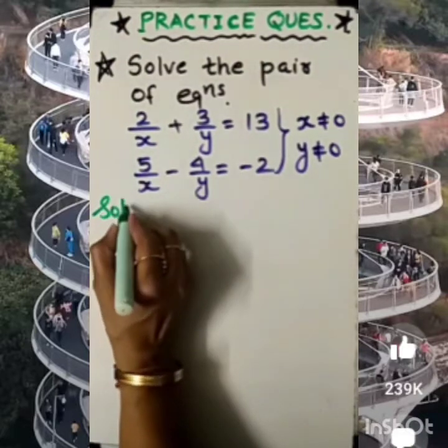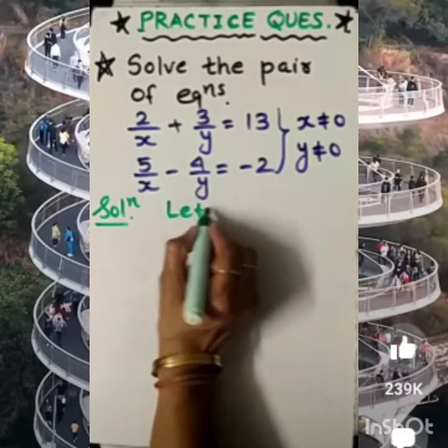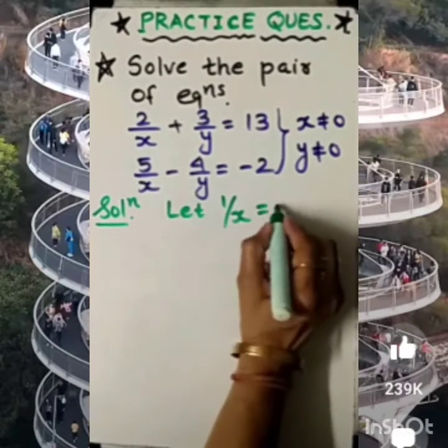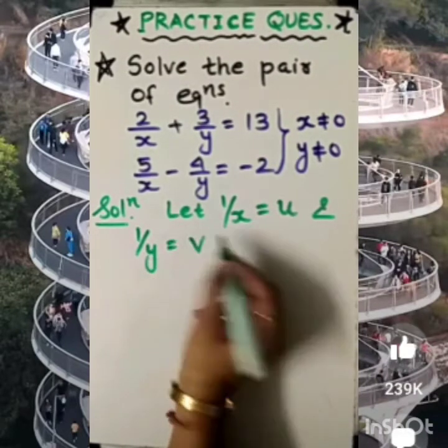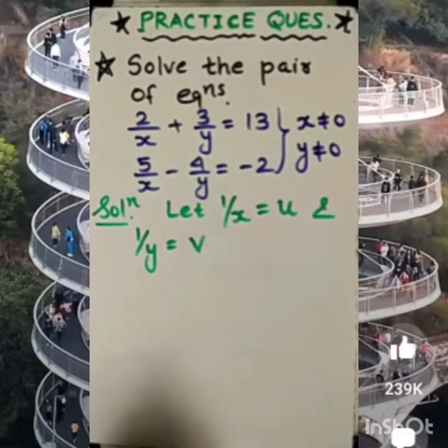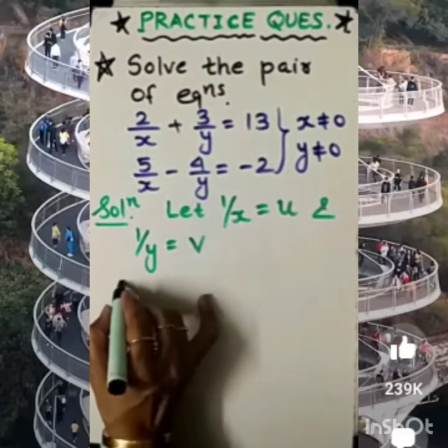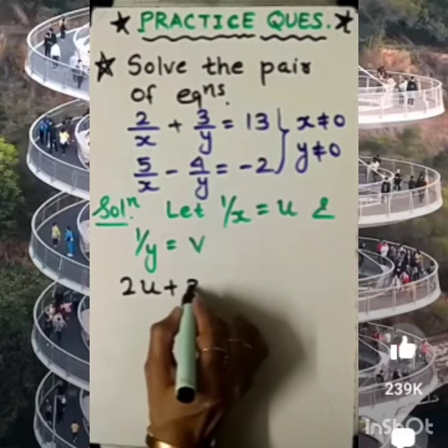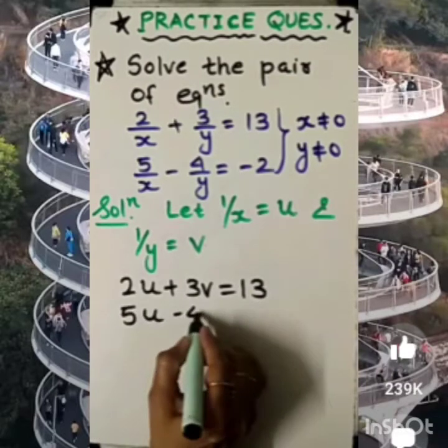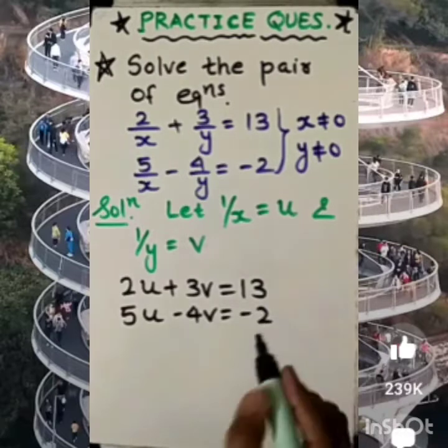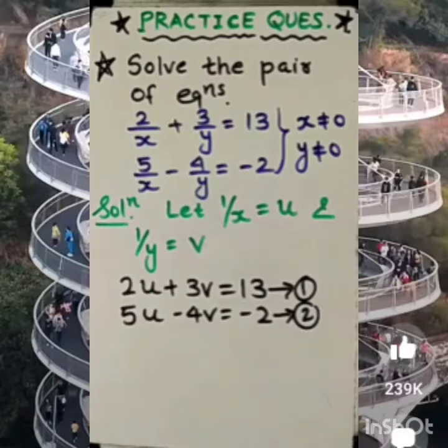For the solution of this type of question, we know that we have to assume something. So let 1 upon x equal to u and 1 upon y equal to v, we are assuming. Right? So if I am assuming u and v, then the equations become 2u plus 3v equal to 13, and 5u minus 4v equal to minus 2. Now this will become my first equation. Let me call this equation number 2.